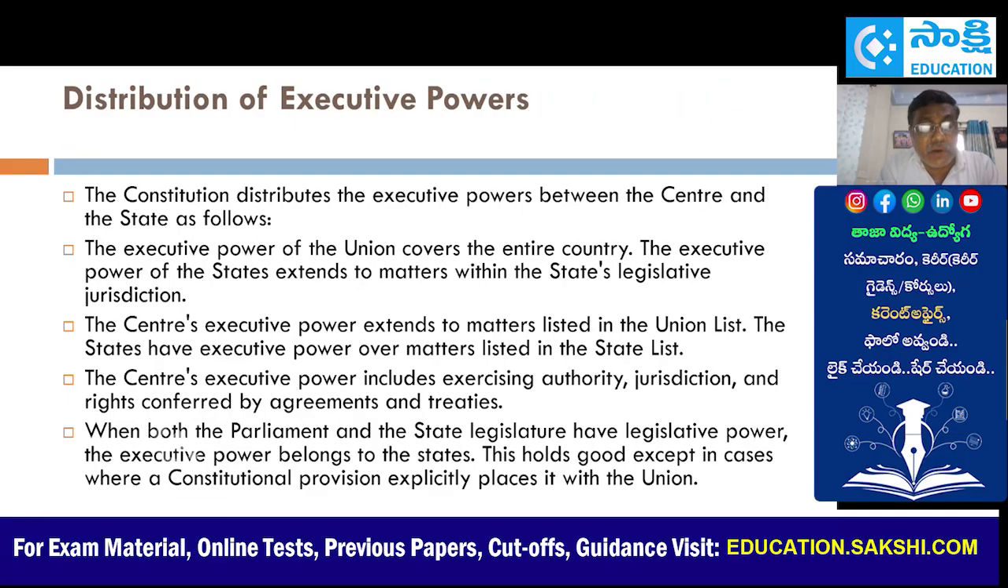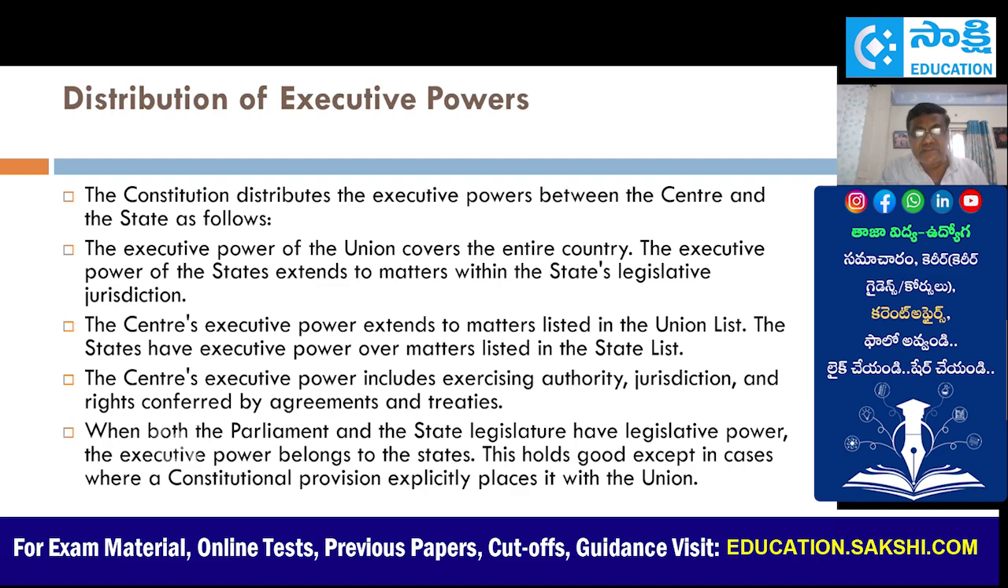The states have executive power over matters listed in the State List. The central government's executive power includes exercising authority, jurisdiction, and rights conferred by agreements and treaties. When both Parliament and the state legislature have legislative power, the executive power belongs to the states. This holds good except in cases where a constitutional provision explicitly places it with the Union.